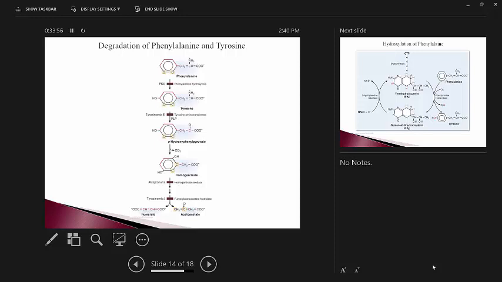So that's the deficiency disease for this one. Okay, now we get para-hydroxyphenylpyruvate, and you don't have to worry about it. You get this intermediate, which is homogentisate. A deficiency of the oxidase for this gives you a deficiency disease called alkaptonuria.